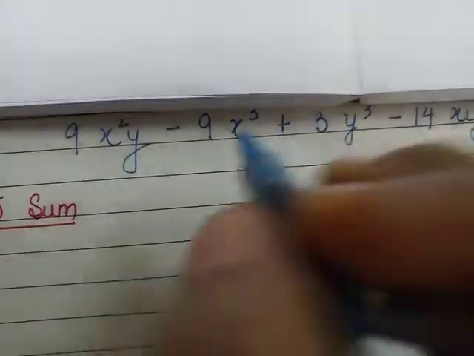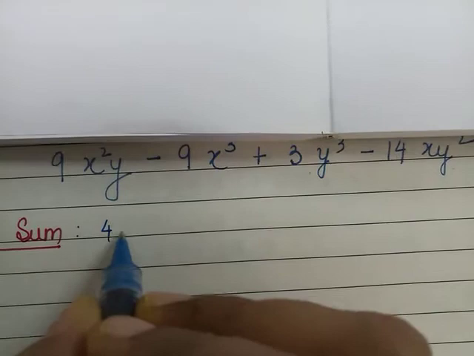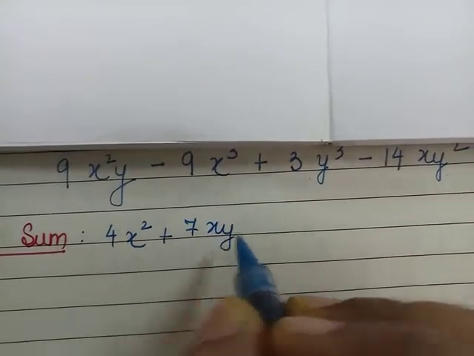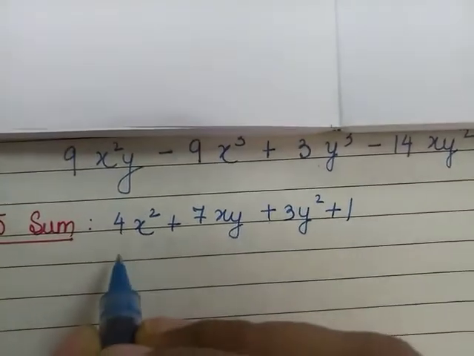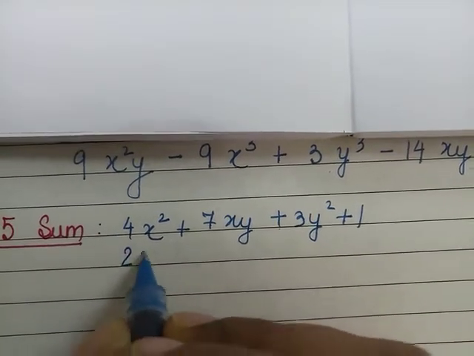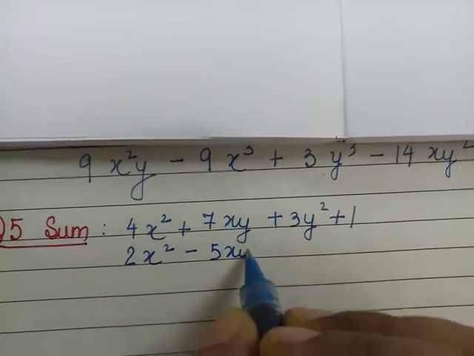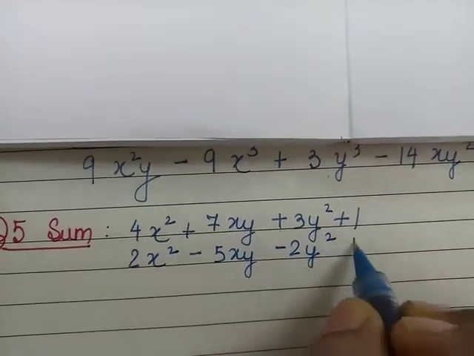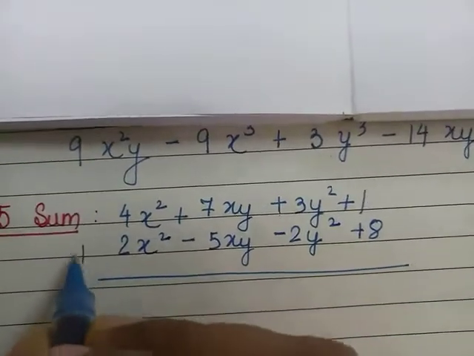So I write both the expressions for which sum we are looking for. The first expression is 4x square plus 7xy plus 3y square plus 1. And the next expression is 2x square. So I am adding vertically. 2x square. Then we have minus 5xy minus 2y square plus 8. Now we add these two. We are finding the sum.